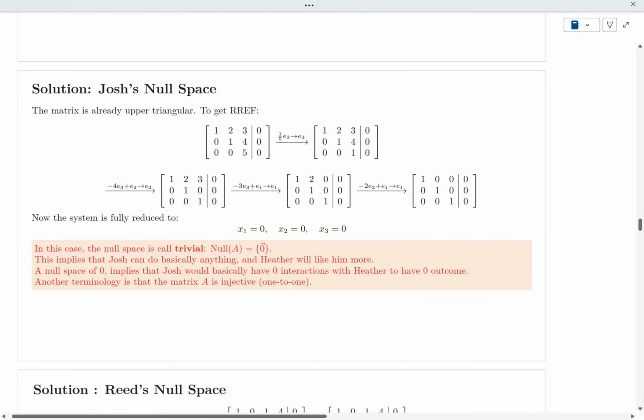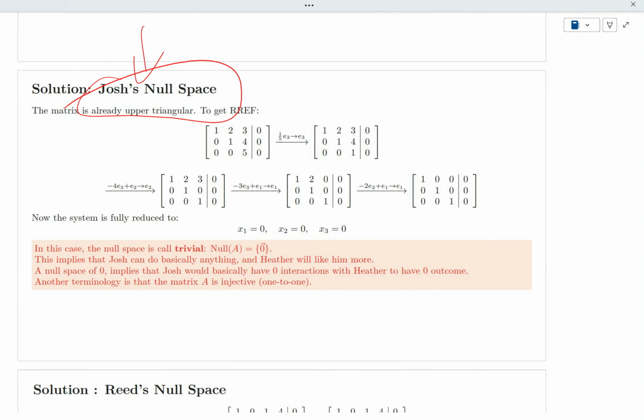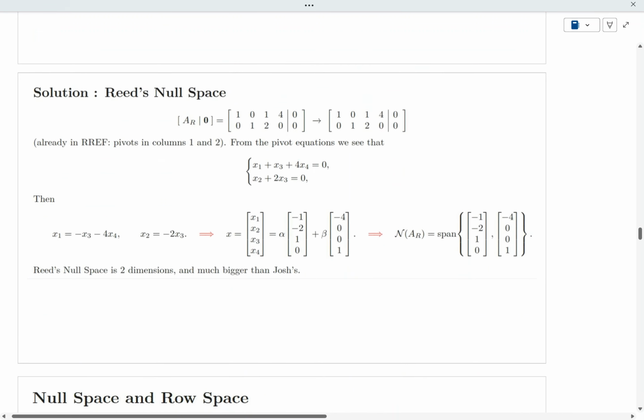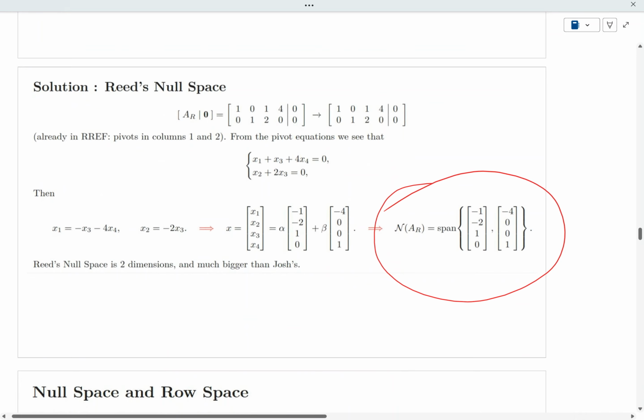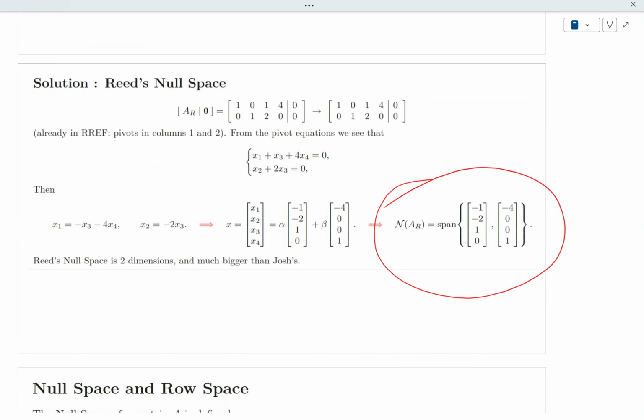Okay, so this is the solution. The solution basically says that Josh doesn't have a null space. If you don't have a null space, it means he doesn't even have a friend zone. Heather's just going to like Josh no matter what he does. Whereas Reed has a big null space, right? So Reed has a giant null space compared to Josh. So Reed has a stiffer hill to climb if Reed wants to elicit some kind of response.